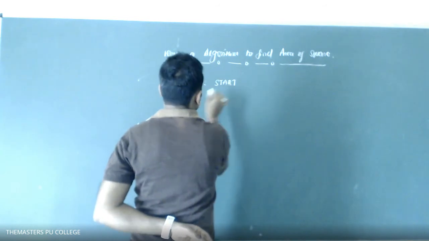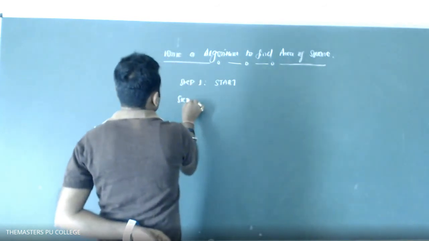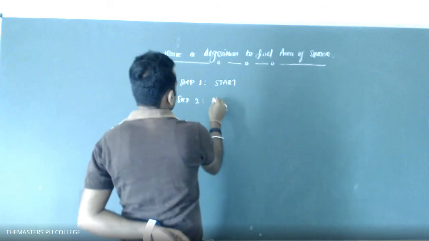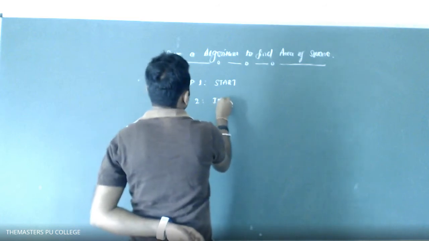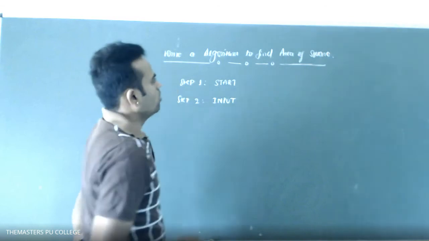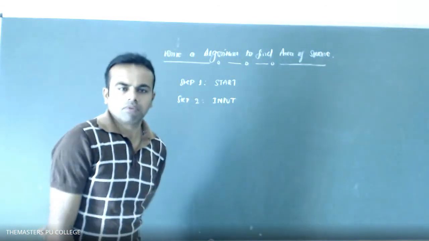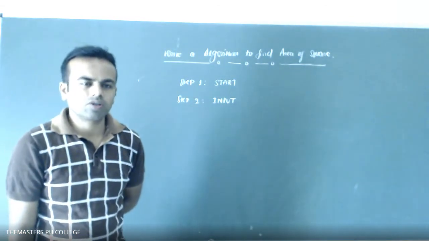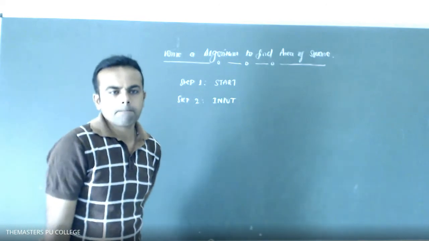Then we should have step number 2, that is input. What are the elements we need to find the area of a square? What is the area of a square actually?